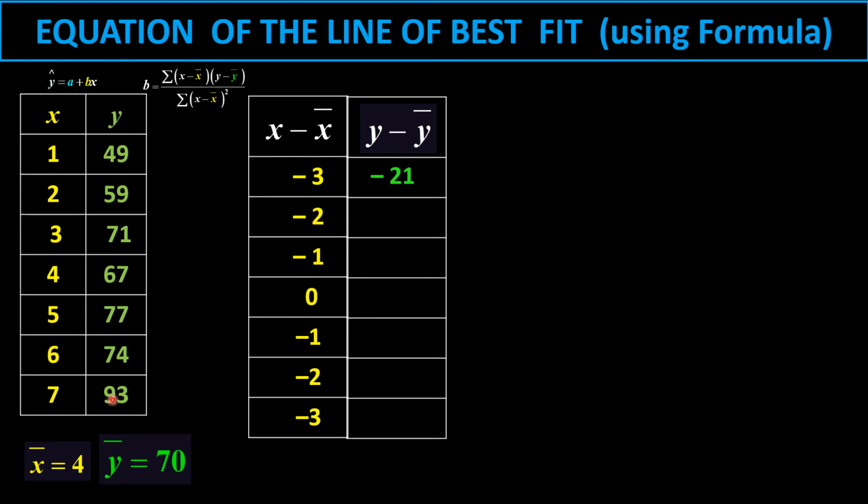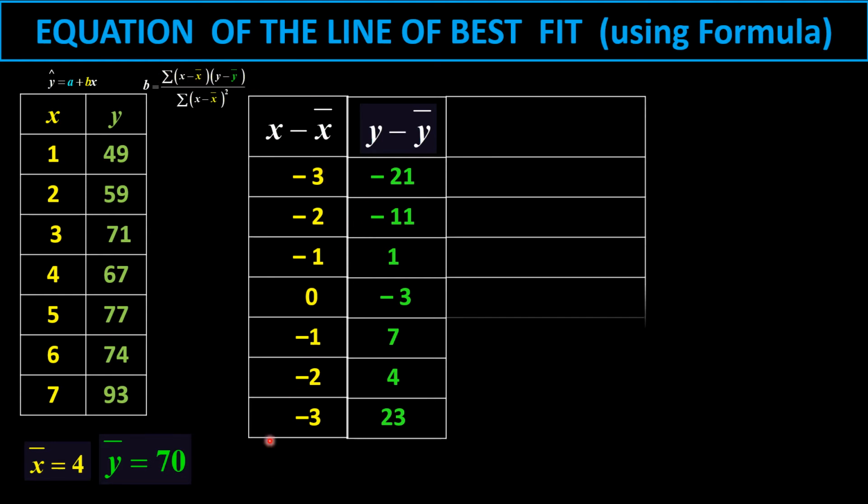Okay, and we can do the same now. 59 minus 70, 71 minus 70, 67, etc. So if we fill in all those values, those are the values that we obtain there, right? So it's these values minus the corresponding mean. Then what is the next part? The next part is we want to find the product of this column and this column.